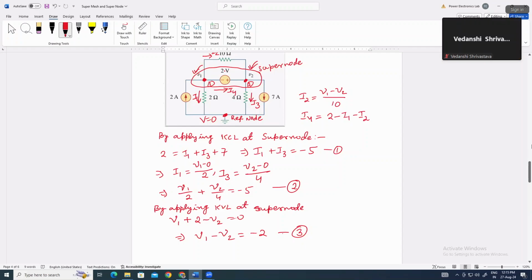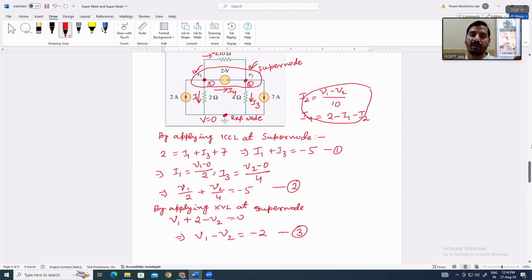So I think now it will be clear to you how we can apply the supernode. First we have to see in the circuit whether there is any case where a voltage source is connected in between two nodes. The voltage source can be independent or dependent. Whatever the voltage source is, if it is a voltage source, we can apply the supernode easily and solve our equations in a simpler way.